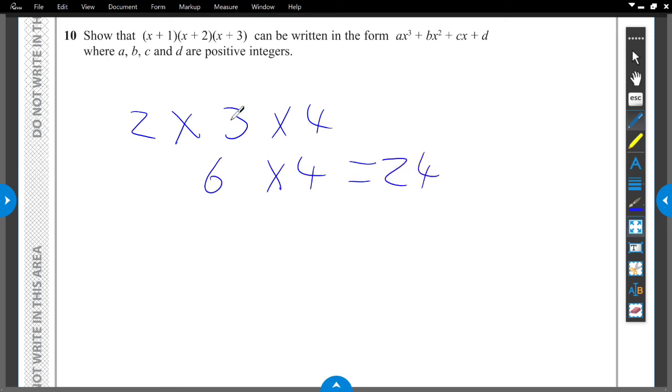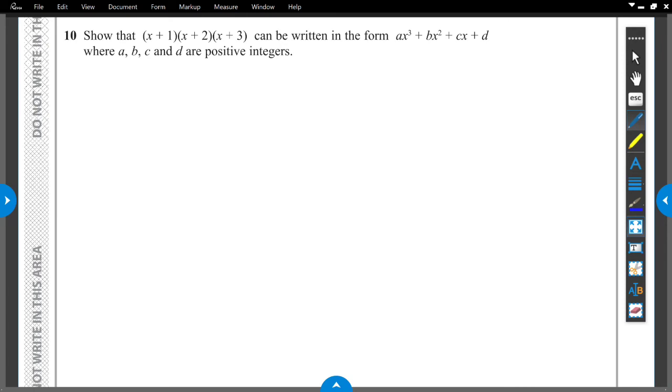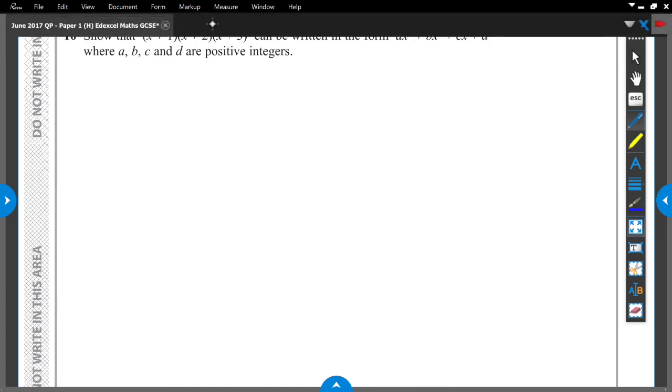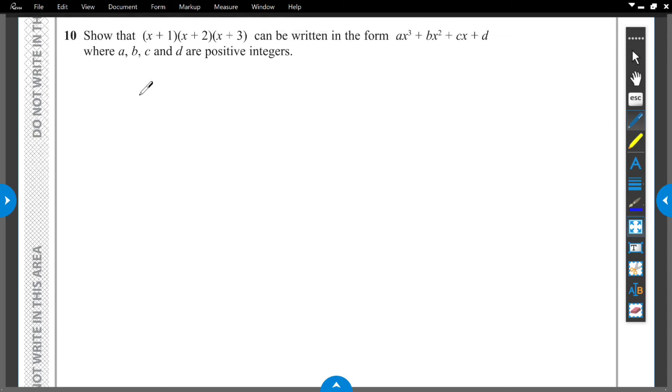We could do 3 times 4, that gives you 12. Times that by 2, that gives you 24. 2 times 4, that gives you 8, times that by 3. So I'm going to follow a similar method here. I'm just going to expand these brackets out 2 at a time, rather than trying to tackle all 3 at a time. It's possible to do all 3 at a time, I could just consider that x is going to be times by each of these and just try to figure out a way of doing it, but it just gets a bit messy doing it that way.